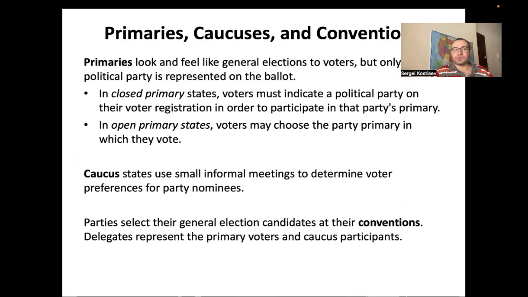There are two kinds of primaries in this country. Closed primaries are a situation where you have to indicate who you are when you register to vote, and you can vote only in that particular party's primaries. In open primary states, you can choose which party's primary to vote in. And caucuses are usually in small, less populated states like Iowa, where small groups of party activists decide who will be their party nominee.